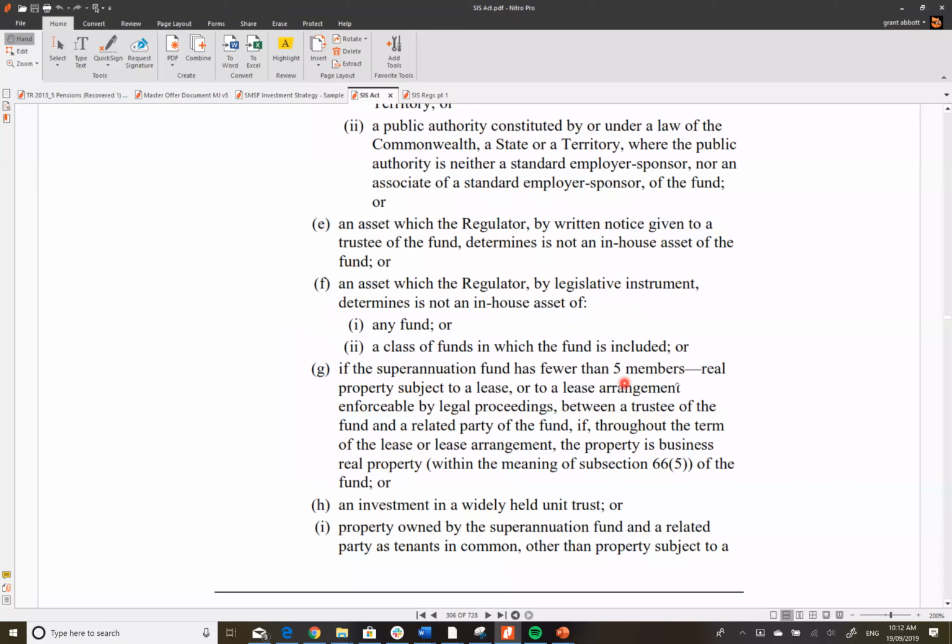If the super fund has fewer than five members, real property subject to a lease or lease arrangement enforceable by legal proceedings. So if you're using a commercial lease between a trustee of the fund and a related party of the fund, if throughout the term of the lease arrangement the property is business real property, you can have a commercial lease between a family trust or a member, and so forth, if you want to do that.